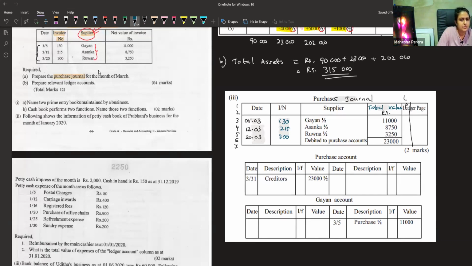Right. Then what we do is we take the total credit purchases. We need to add the 3 values and present under double lines. So you will get, let me check, yeah, 23,000. Right? Then between the numbers we need to leave that space. When you write 11,000 you have to write like this, leaving that space. Like this. Right?